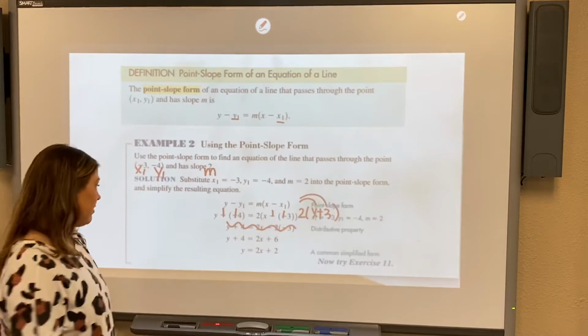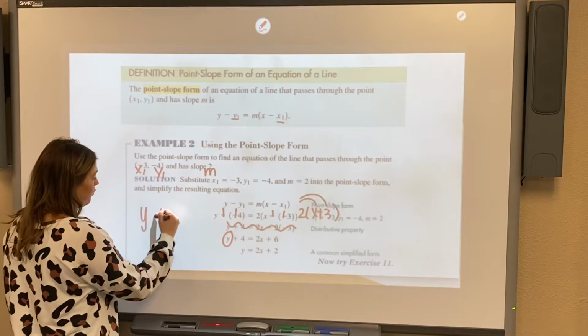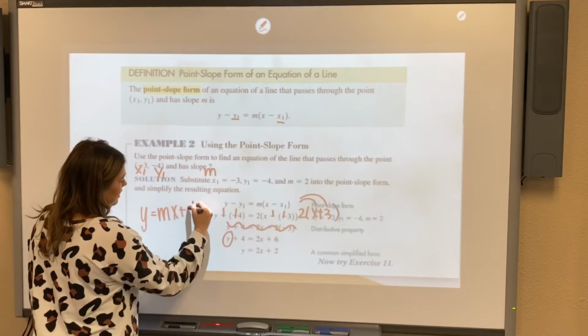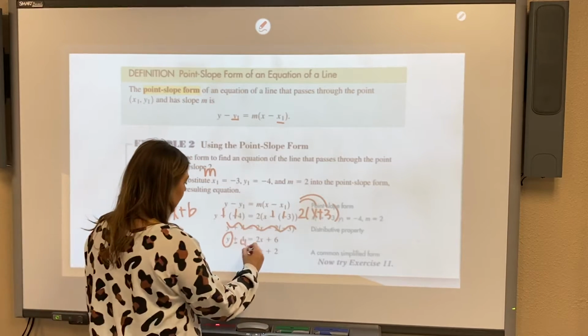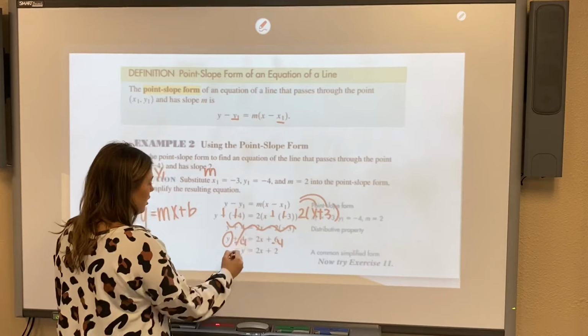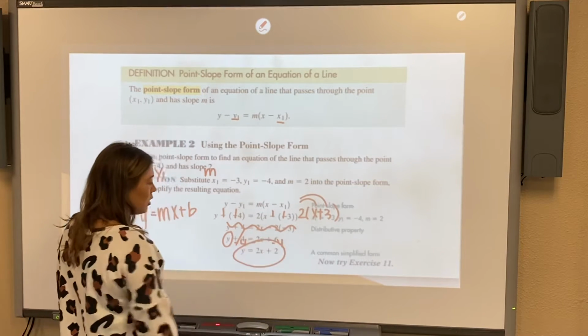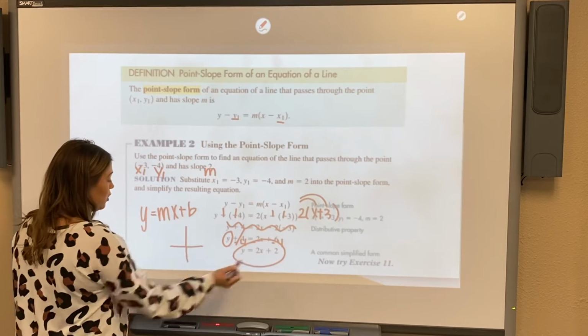So now we simplify. All that we have to do is get y equals on a side by itself, slope-intercept form, y equals mx plus b, that's the form that we wanted. So here we just subtract 4 from both sides, combine our like terms, so we have y equals 2x plus 2, since 6 minus 4 is 2. So that would be your equation of the line, and if you recall, in 2x plus 2, that 2 is our y-intercept.